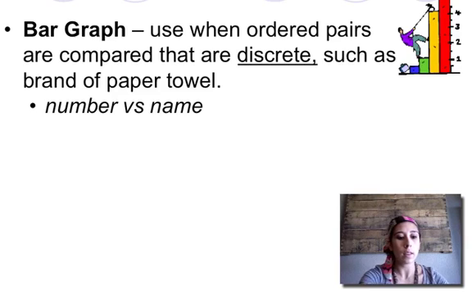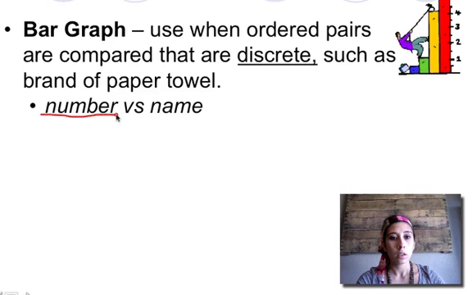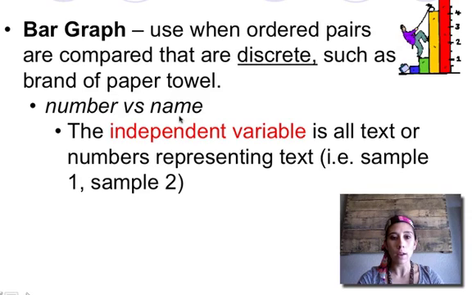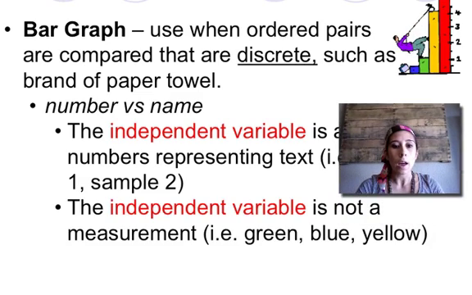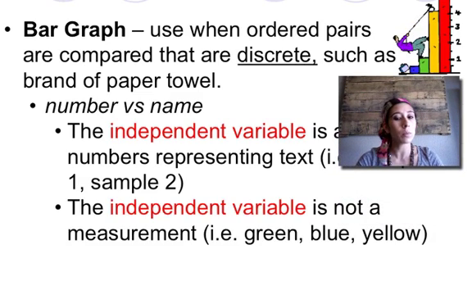So the easiest way that I like to remember this is when you're looking at something that has a number versus the name of something. So something numerical, how many of something versus the name, not number versus number. So we have your independent variable. That is something that is like all text, numbers that represent something, sample 1, sample 2, brand of paper towel, brand of paper, brand of chips, something like that. And then the independent variable could also be something that is not a measurement, so something like colors.